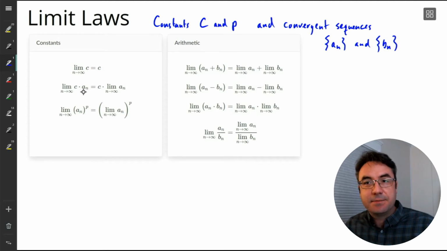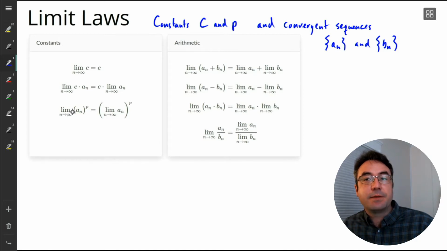Limit of a constant times an, well, we can bring the constant in front of the limit and just look at the limit of the sequence an and multiply that result by c. If we have a sequence where we have an raised to a power p, and p is a constant here, what we can do is we can really think of it as bringing the limit inside the power function. So we can look at the limit of just the sequence an as n goes to infinity, and whatever number we get there, we can just raise that number to power p.